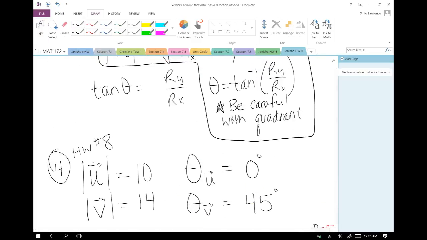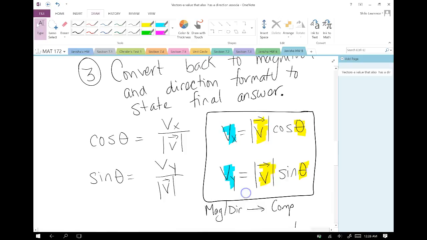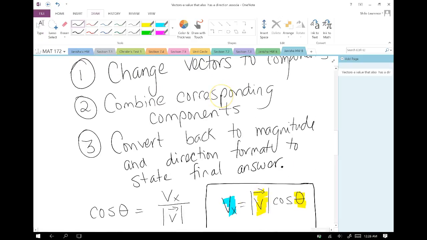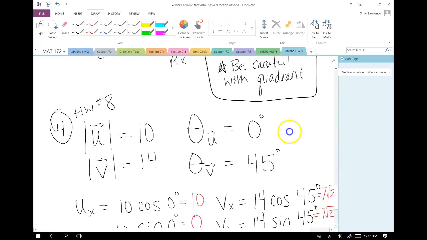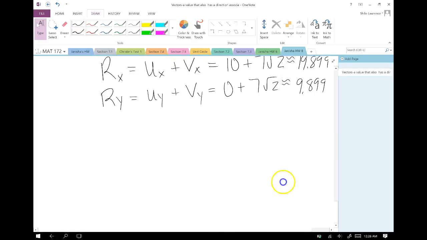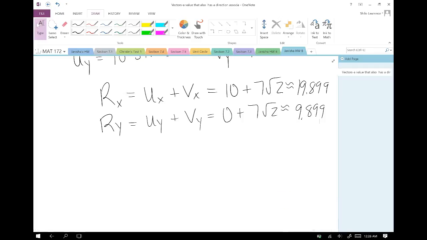So that was step number 2. Step number 2 was combine corresponding components. We combined our x components, we combined our y components. Now we want to take those components and convert them back to magnitude and direction. So these components are the legs of the triangle. So the magnitude is the hypotenuse.